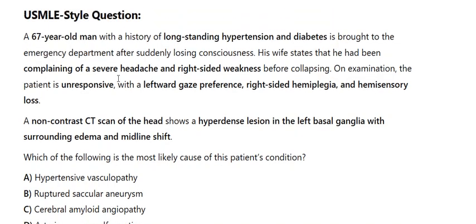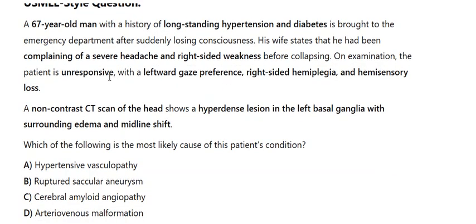USMLE-style question. A 67-year-old man with a history of long-standing hypertension and diabetes is brought to the emergency department after suddenly losing consciousness. His wife states that he had been complaining of a severe headache and right-sided weakness before collapsing. On examination, the patient is unresponsive with a leftward gaze preference, right-sided hemiplegia, and hemisensory loss.